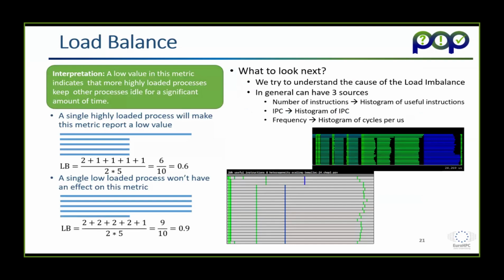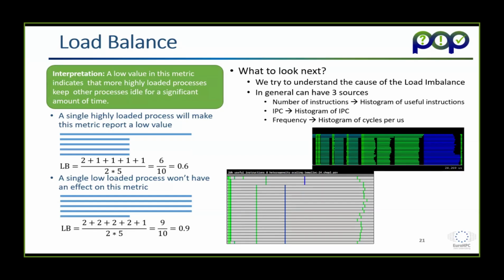What is this metric telling us? It's telling us that there's a process that is more loaded than the others, and it's the one making us lose efficiency. It's important to notice that it's really the most loaded process that is penalizing this. Look at these two examples where I have one process that has twice the work of the others. If you do the math, this gives me a load balance of 0.6, 60%.